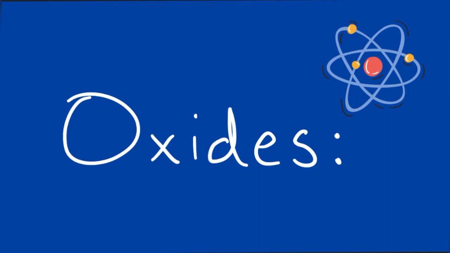Amphoteric oxides, number 4. The word amphoteric means both of them. Amphoteric oxides have both acidic and basic properties. The oxides of aluminum and zinc are examples. They form salts when they react with acids, and they also react with alkalis to form complex salts.